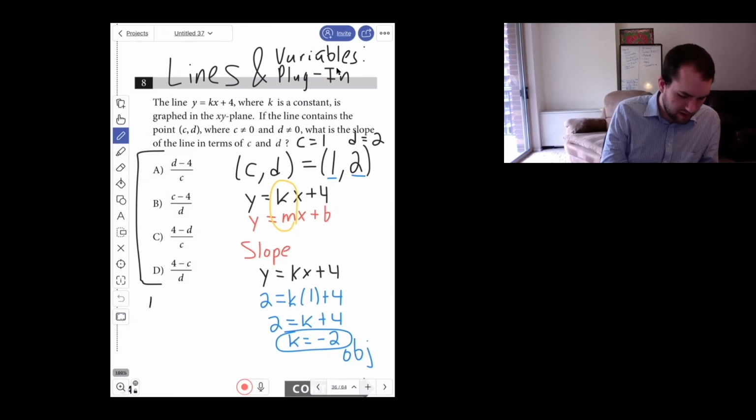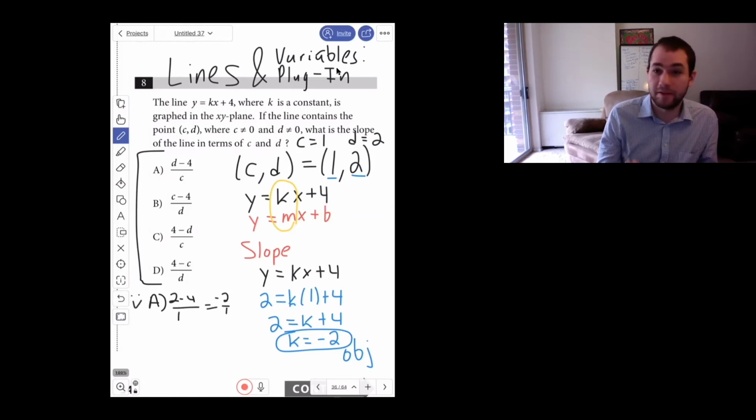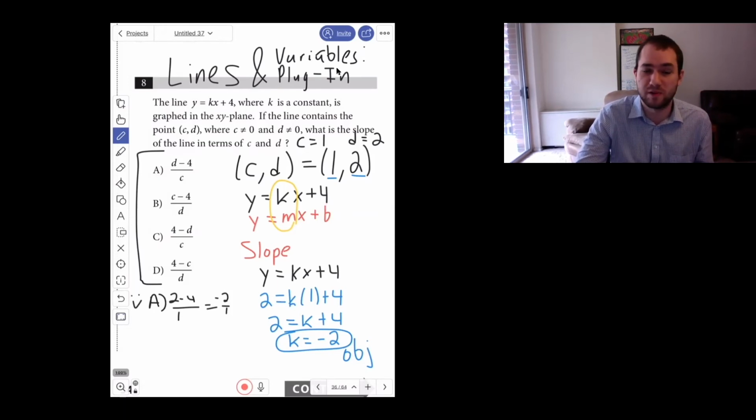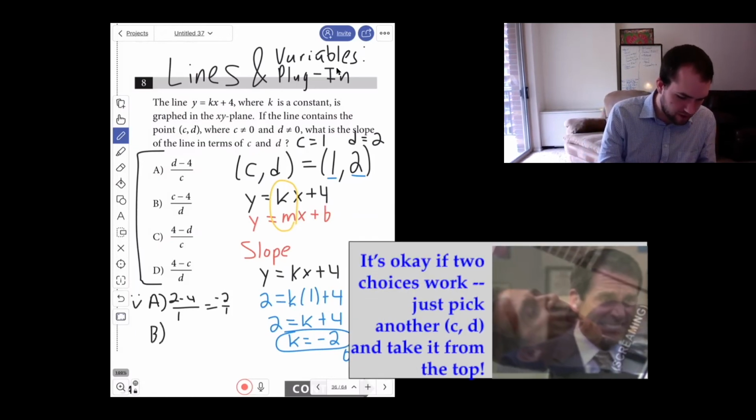I'll plug in down here. A is d minus 4 over c. So 2 minus 4 over 1. That's going to give me -2 over 1. Look at that. A totally works. Now, this makes me really happy to see, but I also get a little nervous that one more of these choices will also work. So I do have to try B, C, and D as well, hoping that none of them will give me -2 as well.